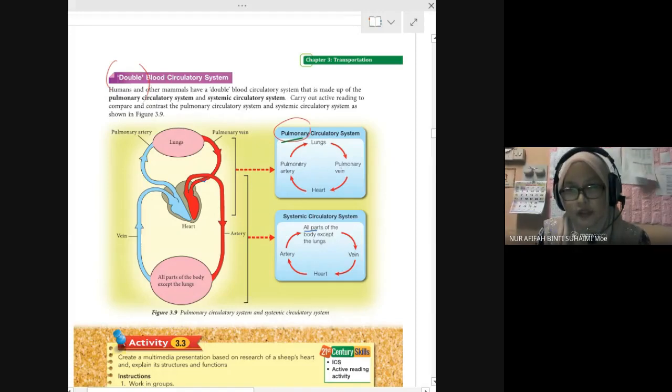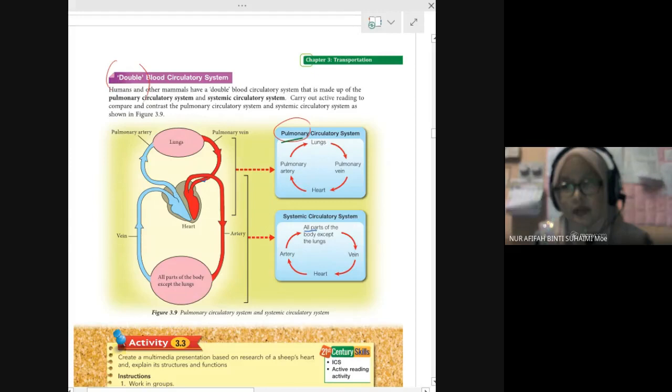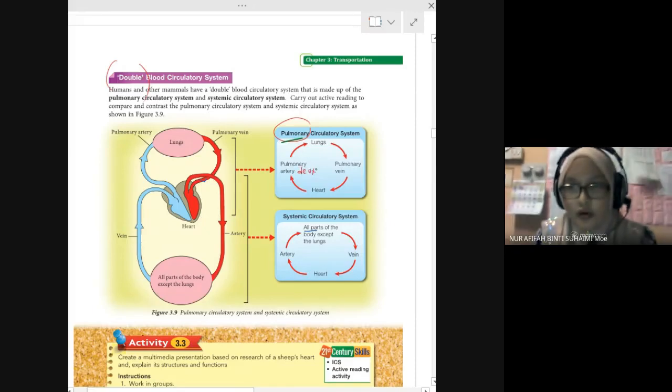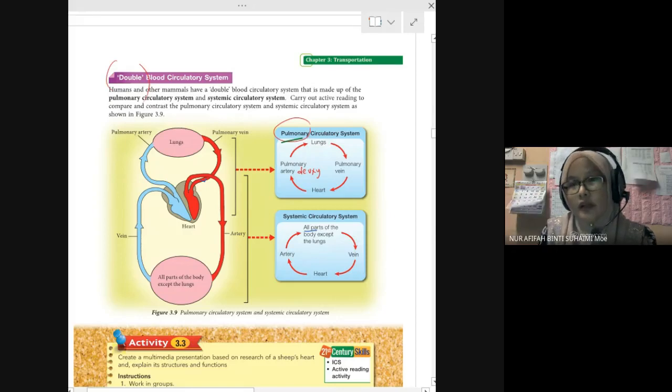The pulmonary artery takes the blood from the heart to the lungs. It transports the deoxygenated blood to the lungs to get oxygen. At the lungs, exchange of gases occurs, then the blood gains the oxygen and is transported back by the pulmonary vein to the heart, returning to the heart again.